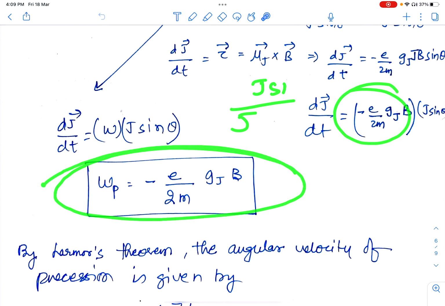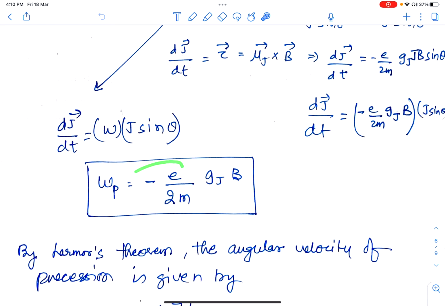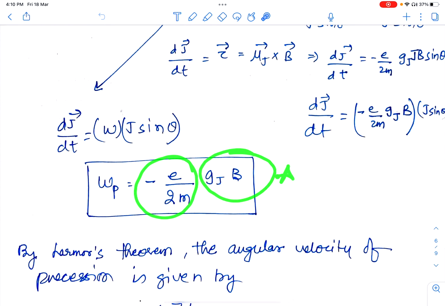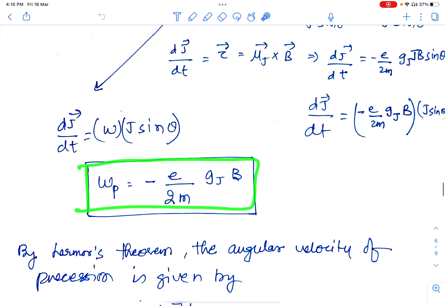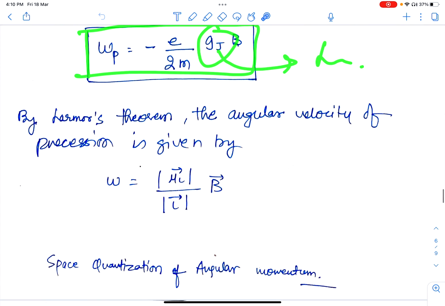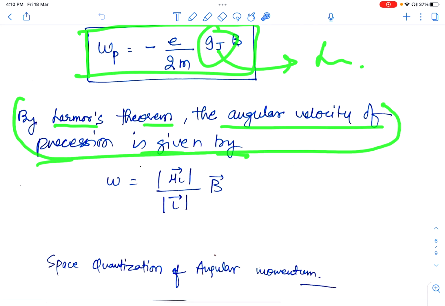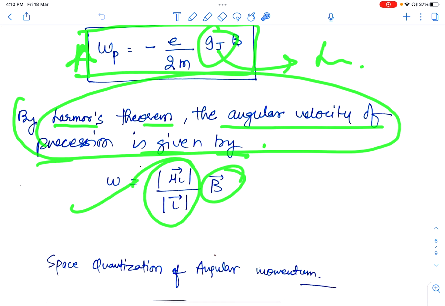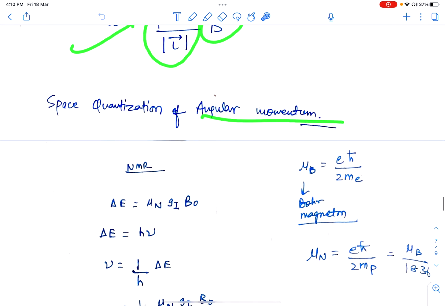You have to remember this formula, very important. So omega is omega into j sine theta. So omega p, the precession frequency, is e by 2m g_j B. Numericals are directly asked from this. So omega p is minus of e by 2m g_j B, where g_j is the Lande factor, which we have already calculated. By Larmor theorem, the angular velocity of precession is mu l by l into B. Okay, remember this. Space quantization of angular momentum is happening.